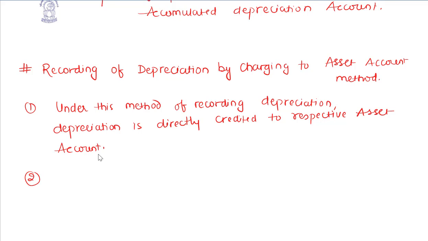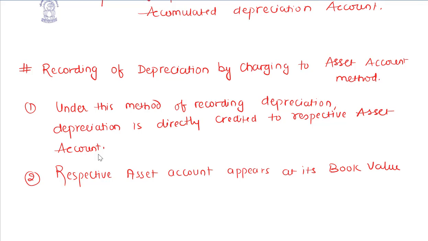Point number 2, respective asset account appears at its book value, that is original cost less depreciation till date. Understood?